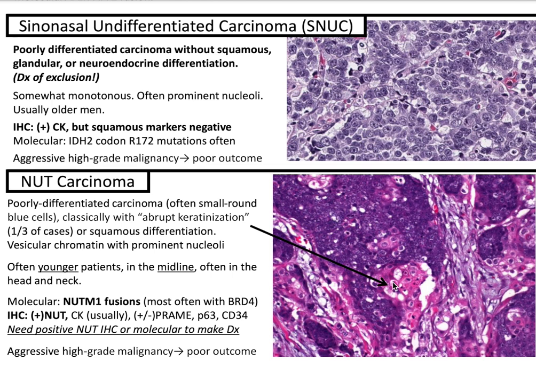Molecularly, you'll see NUT M1 fusion, most often with BRD4. And IHC, it'll be positive for NUT, CK usually, plus or minus PRAME, P63, CD34. You need a positive NUT IHC or molecular to make this diagnosis. This is not just on histology alone.